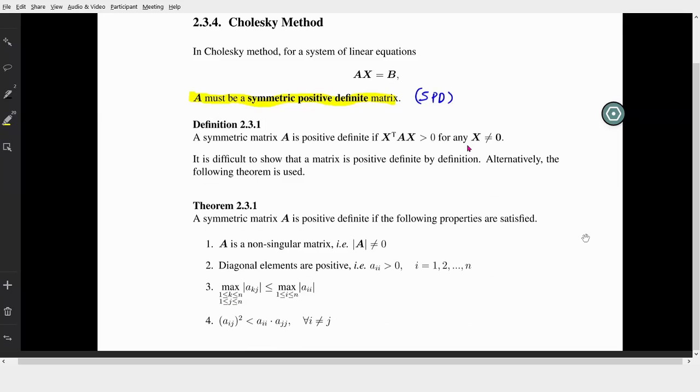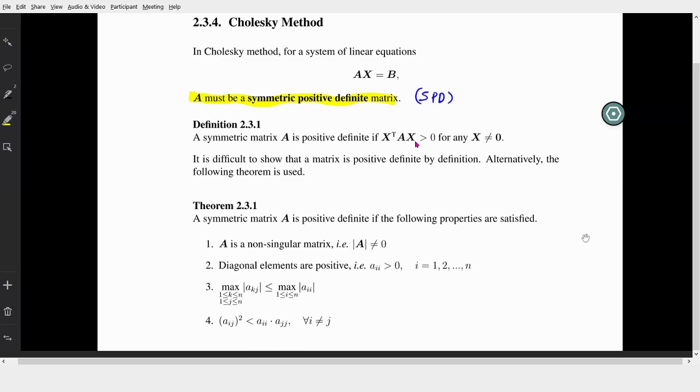Okay. So, but by definition, it is quite difficult to show, because the X that we are talking here is the unknowns. So your X transpose is X1, X2, X3. You multiply with the A. A is a known matrix somehow, but you multiply with the unknowns, vector X. Okay, X transpose multiply with the A, and then need to multiply one more time with the vector X. So your expression will be in terms of x1, x2, x3.